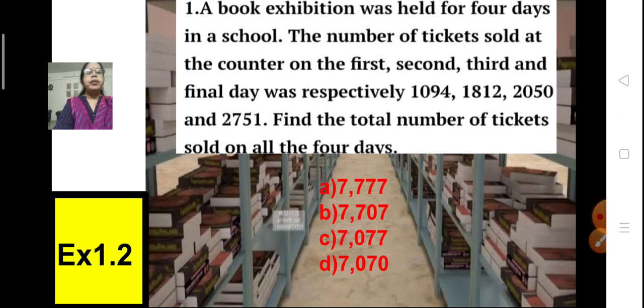So what is this problem? A book exhibition was held for 4 days in a school. The number of tickets sold at the counter on the first, second, third and final day was respectively 1094, 1812, 2050 and 2751. Now find the total number of tickets sold on all 4 days. It's a very simple problem. The number of tickets are given for first, second, third and final day, and how do we get the total? We simply add them and we get the total. See how we solve this problem.